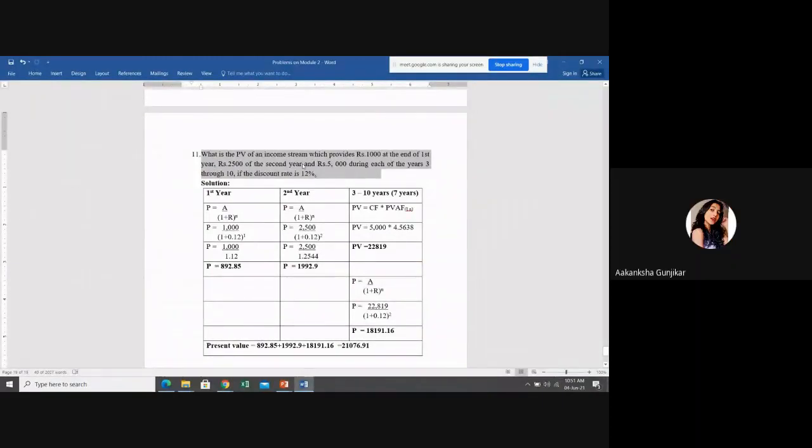So ma'am, the question is actually divided into 3. In the first statement, they're asking us to calculate the single flow for the particular amount. For the second, also, they're asking us to do the same, I guess. And for the third, they're asking about 5,000 during each year. So this means it is annuity, annuity for deferred thing. Very good.